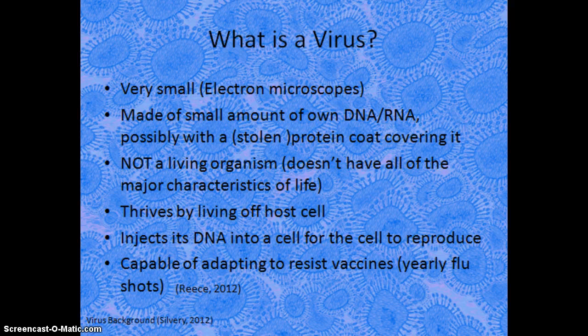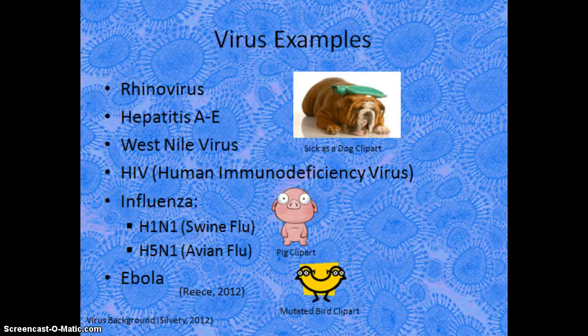And viruses thrive by living off host cells, into which they inject their DNA and have the cell reproduce, thus having the viral DNA replicate in the process. And since viruses are so capable of adapting and mutating to resist vaccines, yearly flu shots are necessary in order to fight the viral strands that are new each year.